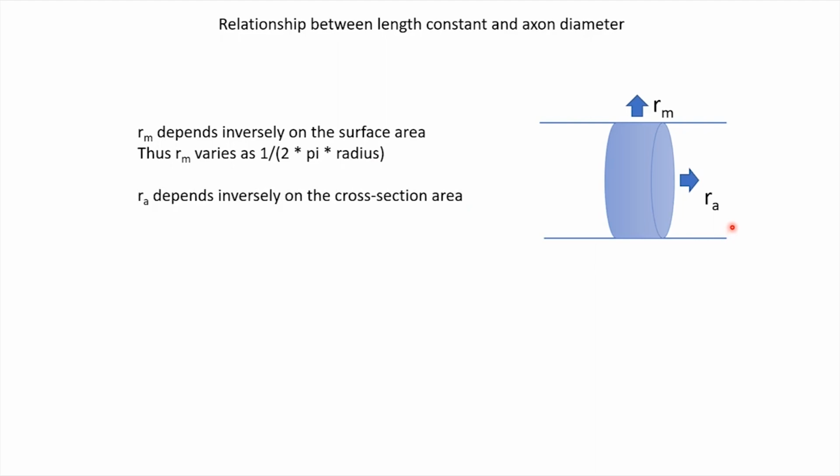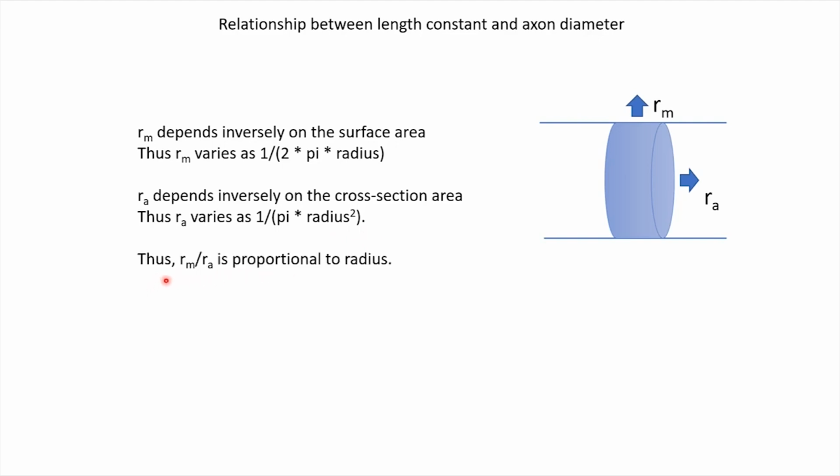And Ra is the axial resistance, so current is flowing in this direction, and this is the cross section area that it is encountering. So the axial resistance will be inversely proportional to this cross sectional area, and this area is pi radius square. So Ra would be inversely proportional to pi radius square. So we have Rm inversely proportional to radius and Ra inversely proportional to radius square.